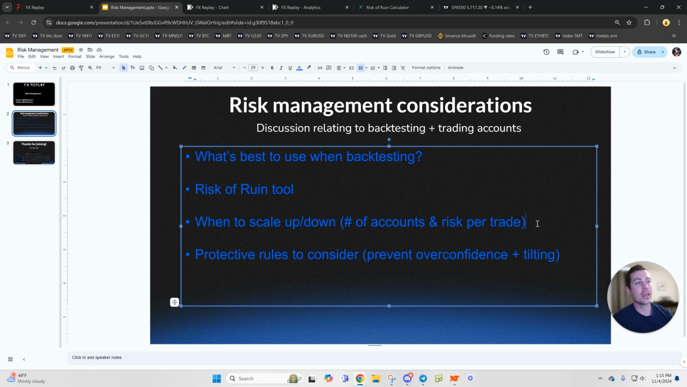And then really, scaling the risk per trade, the main considerations there are, say that you're in a period of drawdown with a prop firm account, and you're debating, should I scale down or should I just keep it going?